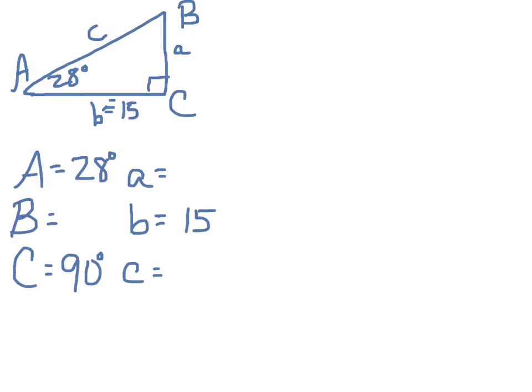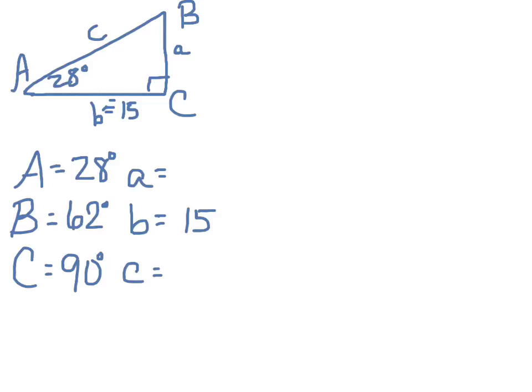Big B. Why? Why is it easy? Probably one of the most famous theorems in all of geometry that you have is the fact that all angles of a triangle should add up to be 180. So what's 180 minus 90 minus 28? 62. Yeah, that's big B. Awesome.